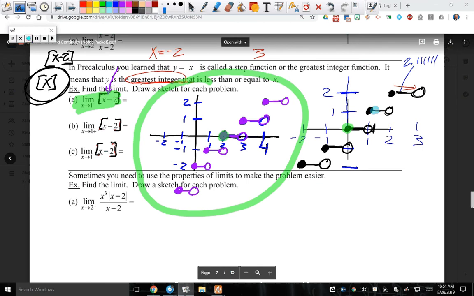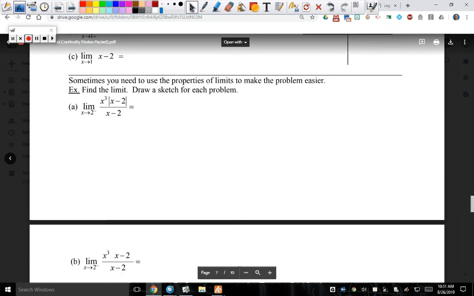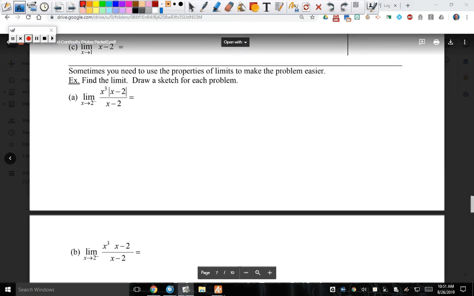Let's approach 1 from the left. Anyone, what's the answer? Negative 2. Approaching 1 from the left. Let's approach 1 from the right. Negative 1. What is the general limit equal? Does not exist. How's that? Good? Okay. So let's go now to more algebraic manipulation with this example right here.